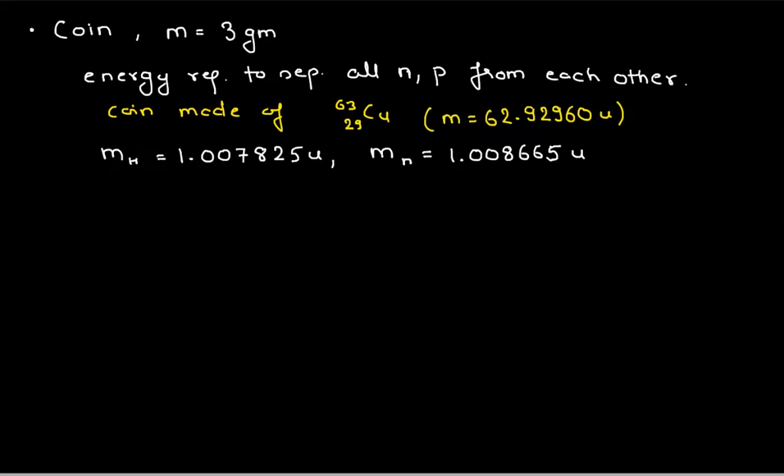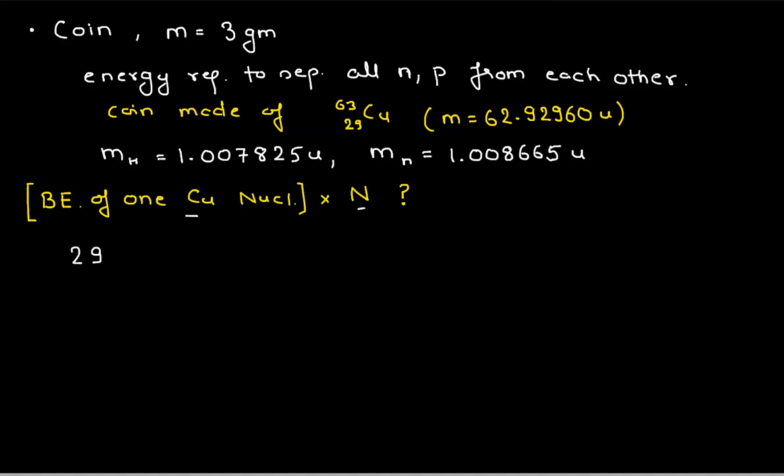Okay. So, how will you do this, everyone? Should I find out the binding energy of one copper nucleus and then multiply with the number of copper nuclei? Will that work? Yes, it should work. So the binding energy of one copper nucleus and N, these two things I have to find out.